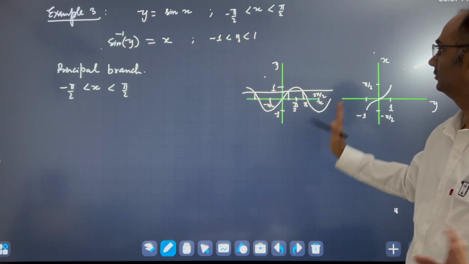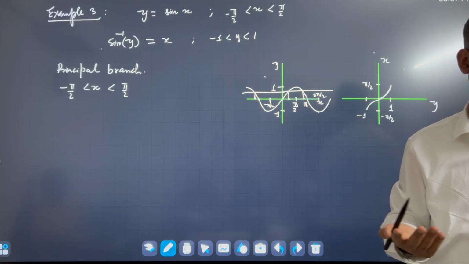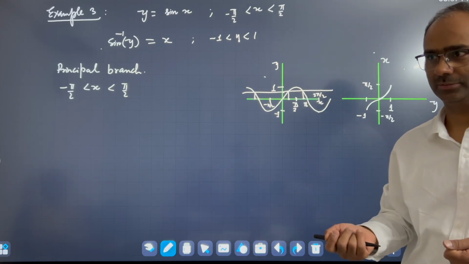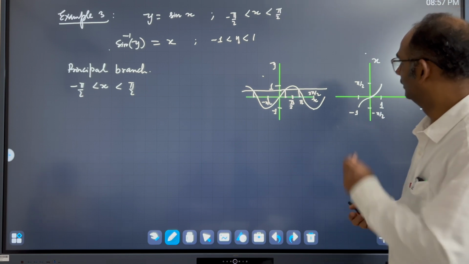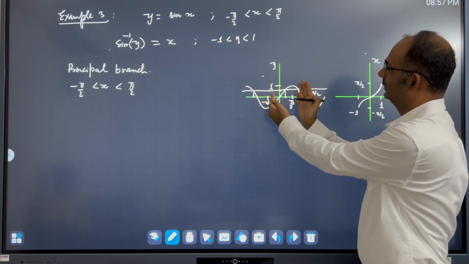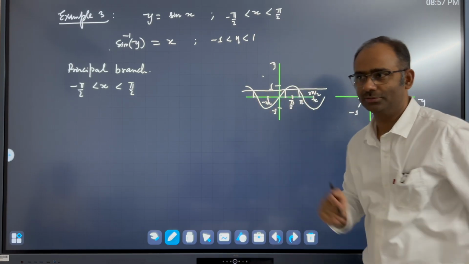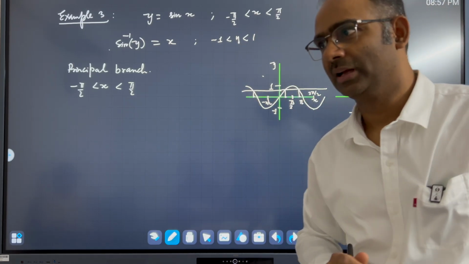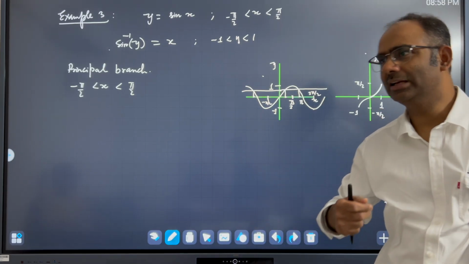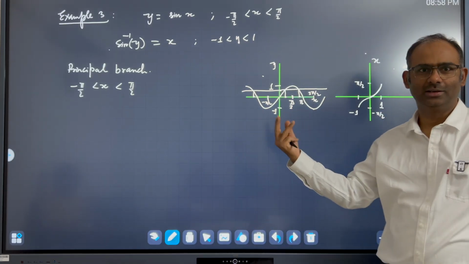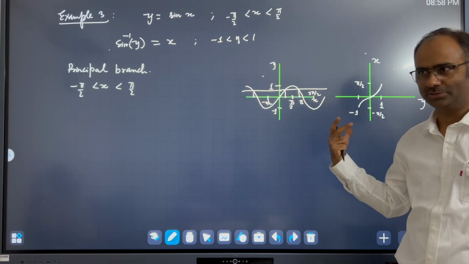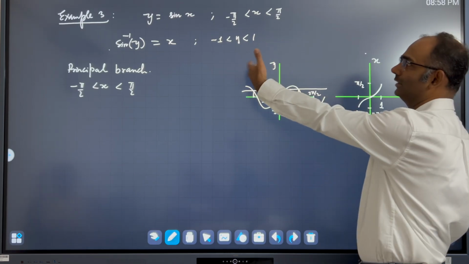Well, for now, just a name. All branches are same. Okay? So it's not like intrinsically this one is better than that one. But the principal one, in this case at least, is symmetric about x equal to 0. Convention, just a name. See, mathematics cannot tell you which one is better. There is nothing better in whether this branch is better or that branch is better. This one is more important, that one is more important. It is just that the values lie between this range.